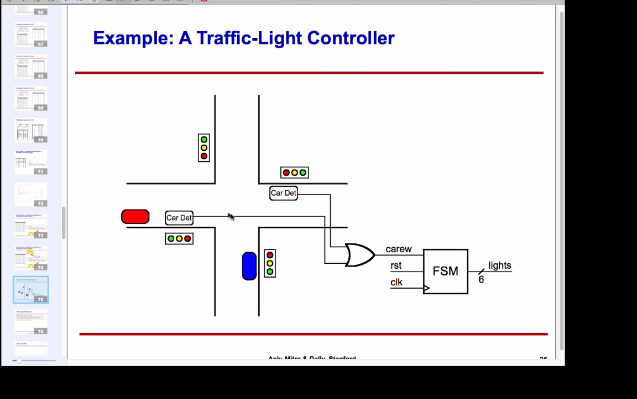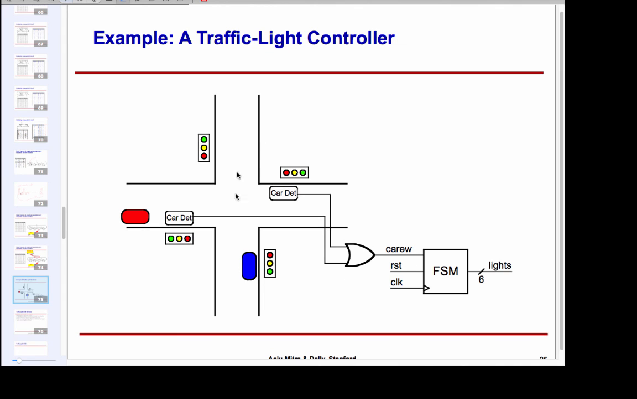So what we have is the east-west road, which is the horizontal one, and the north-south road, which is the vertical one, and we want to design a state machine. On the east-west road, which is a secondary road, we have these detectors, which tell us that there is a car waiting in the east-west direction. I have an OR gate, which combines the output of these two sensors and gives me a signal called car east-west. This car east-west signal basically tells me that there is a car waiting on the east-west road, waiting at the intersection.